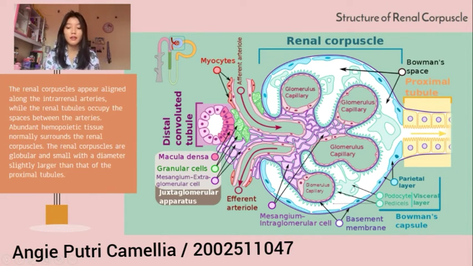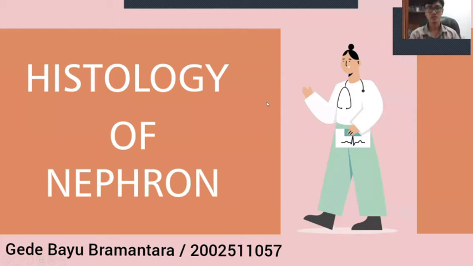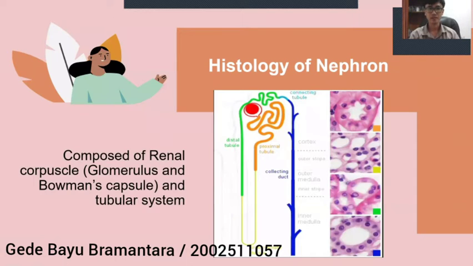The neck connects the renal corpuscle with the proximal tubule and consists of 2 parts, proximal and distal. The proximal part appears as a long funnel-shaped tube composed of squamous or slightly rounded cells. The distal part is much shorter, is continuous with the proximal tubule, and is formed by multiciliated cells. We're going to talk about the histology of the nephron as an overview. In this part, the histology of the nephron is composed of the renal corpuscle, that is the glomerulus and Bowman's capsule, and the tubular system.